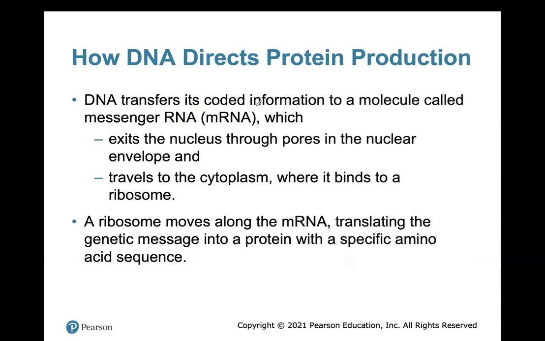How does DNA direct protein production? DNA transfers its coded information to a molecule called messenger RNA, which then leaves the nucleus, travels to the cytoplasm, and binds to a ribosome. As the ribosome moves along, it reads the messenger RNA, translating the genetic sequence message into a protein with a very specific amino acid sequence.